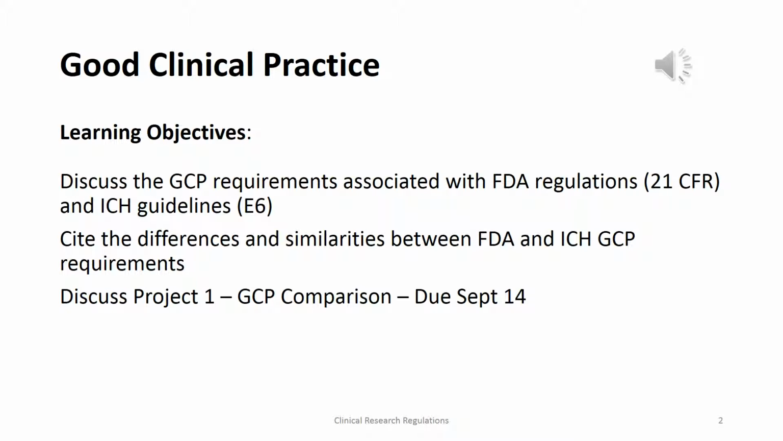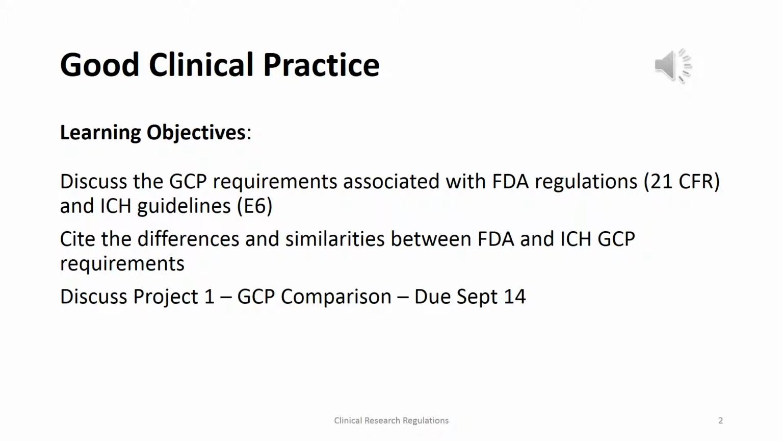So our learning objectives for this week for good clinical practice are going to be to discuss the GCP requirements associated with FDA regulations, and these are found in 21 CFR, that stands for Code of Federal Regulations, and also in ICH Guidelines E6. Of course, ICH is the International Conference on Harmonization. The principal difference is that anything in 21 CFR is actually a federal regulation, which means it is the law. And of course, if you don't follow the law, there are going to be some penalties associated with that.